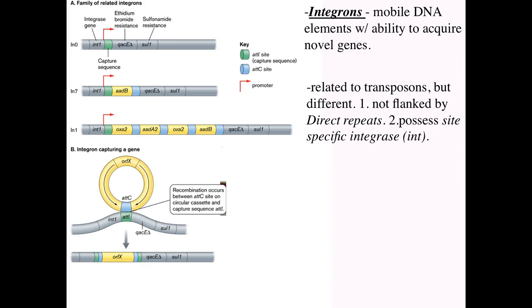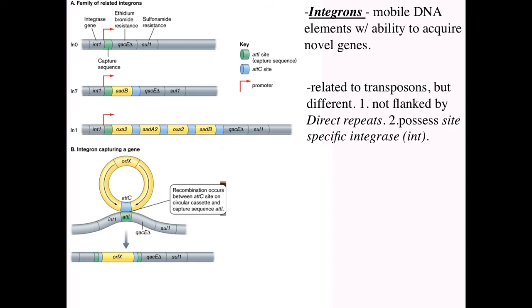So integrons always have an integrase gene. This is similar to transposase. This is a gene whose enzyme has the ability to integrate foreign DNA into itself, in essence. That's what this capture sequence is. So the enzyme product of this gene, int1, has the ability to take foreign DNA, if it has a specific tagged sequence to it, and insert it at this capture sequence, shown in green.